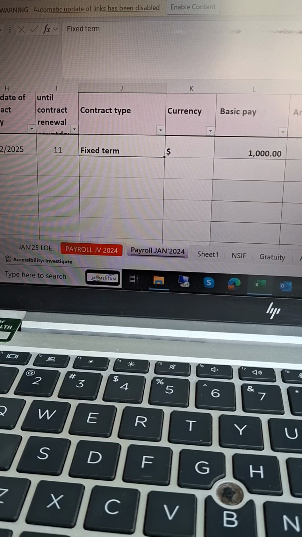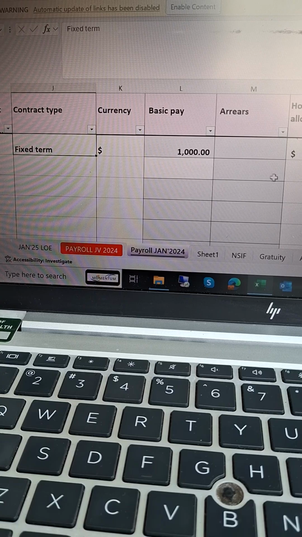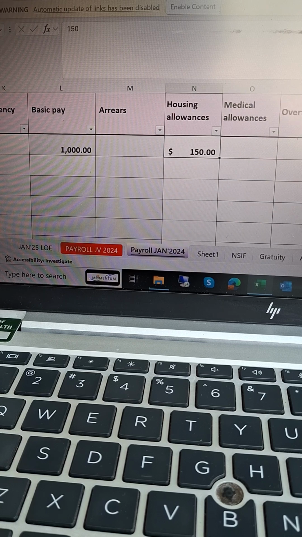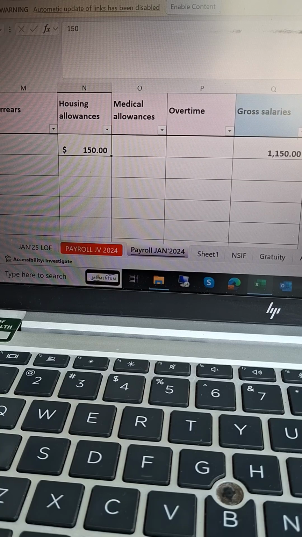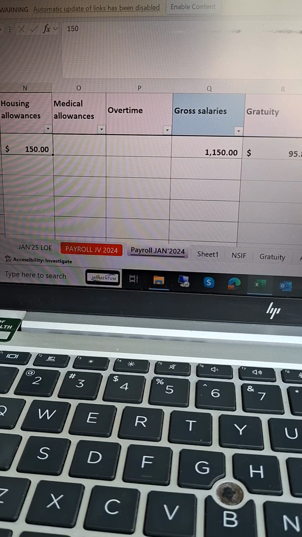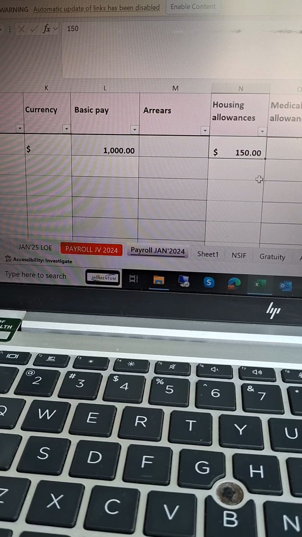The basic pay is 1,000. There's no money that he worked for and was not paid. He's earning $150 as housing allowance, doesn't have medical allowance, doesn't have overtime for that particular month. His gross pay is 1,150. How did this come? Due to addition of these, we said gross pay is basic pay, arrears, housing, medical allowance plus overtime.